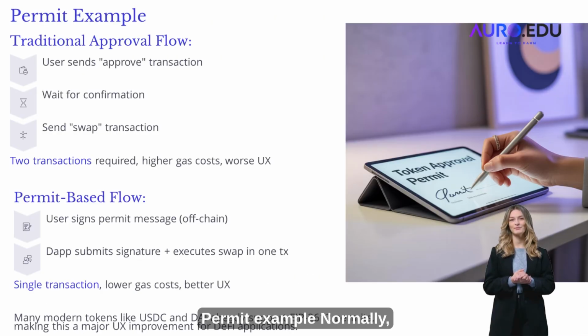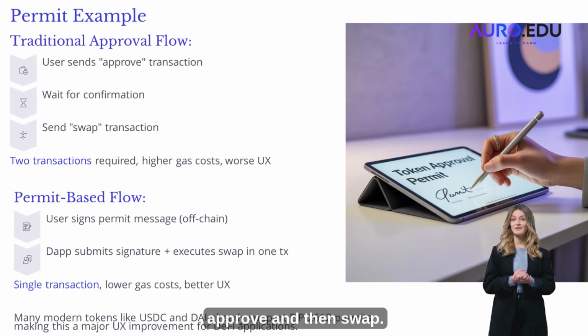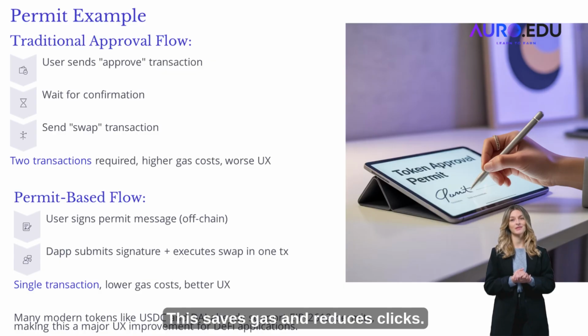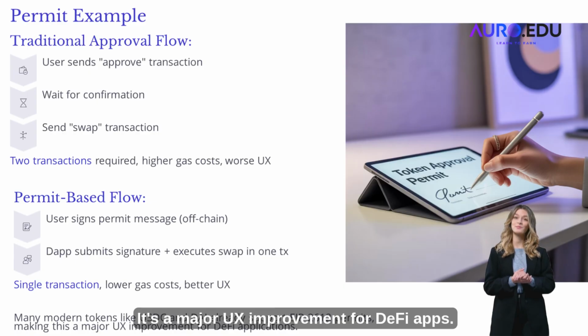Permit example. Normally, approving tokens requires 2 transactions, approve and then swap. With Permit, users sign once and the app handles both. This saves gas and reduces clicks. Many modern tokens like USDC and DAI already support EIP 2612 permits. It's a major UX improvement for DeFi apps.